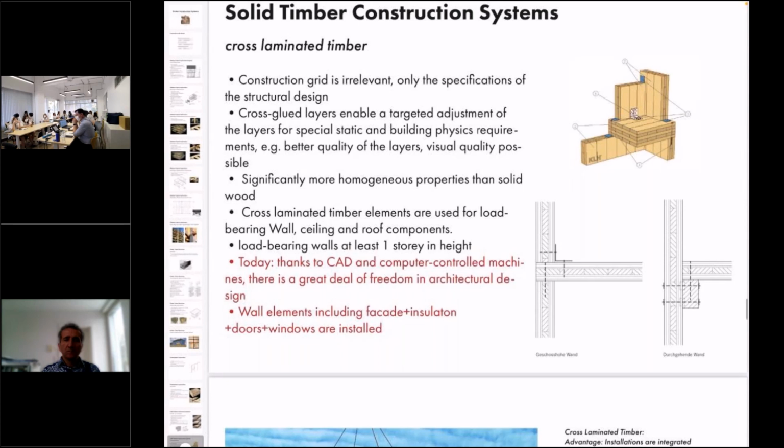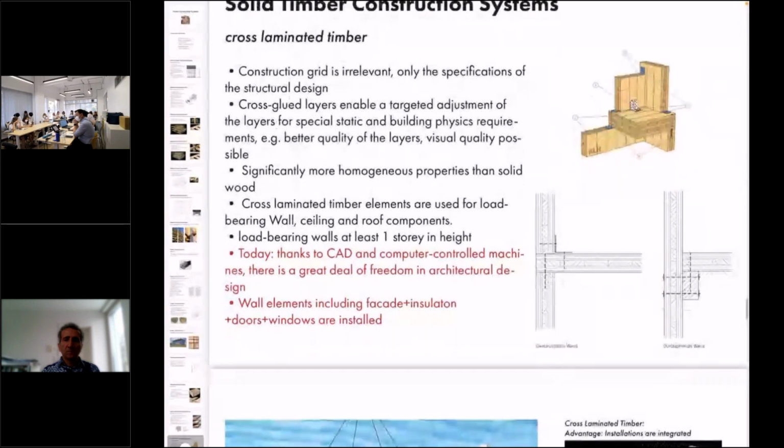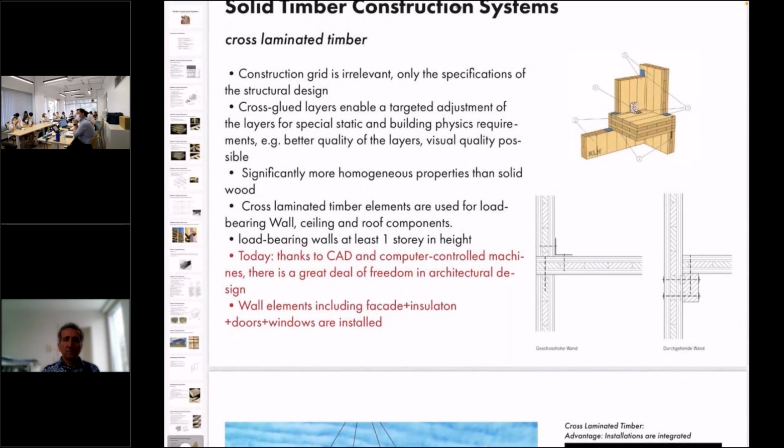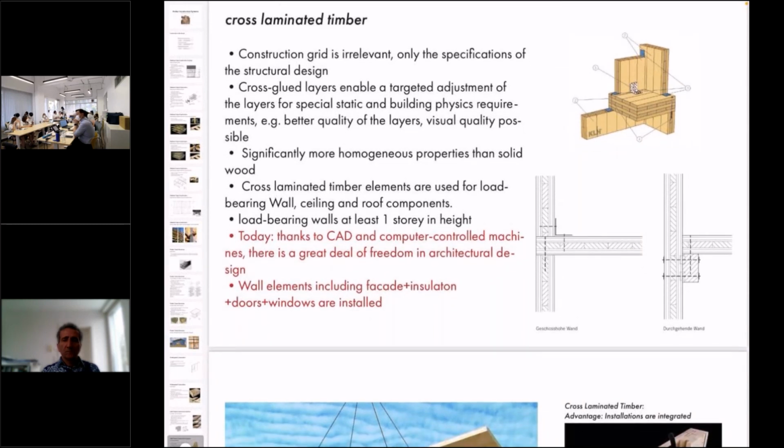And yeah, it's also very good because you don't need to have a grid. You're very free to make your floor plans, and they can also be load bearing in any building elements. And due to modern technology, you can also cut the elements very precisely.